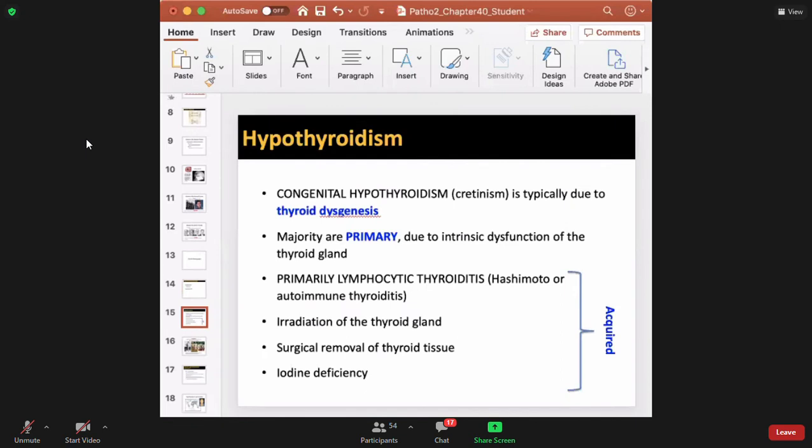Okay. So if it's a congenital hypothyroidism, which is cretinism, it's probably because you don't have a working thyroid, because it didn't develop properly in utero, right? And in terms of your acquired, it could be Hashimoto's, right? Like Andrew just asked, or it could be because you removed or ablated your thyroid, because you had hyperthyroidism, or it could be you have an iodine deficiency. Okay.